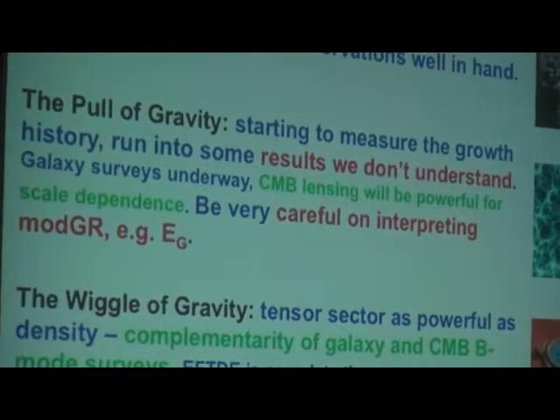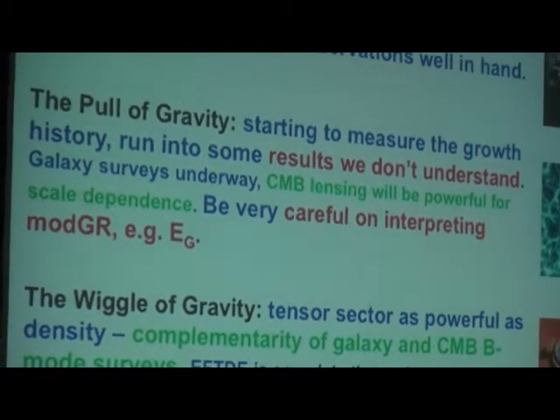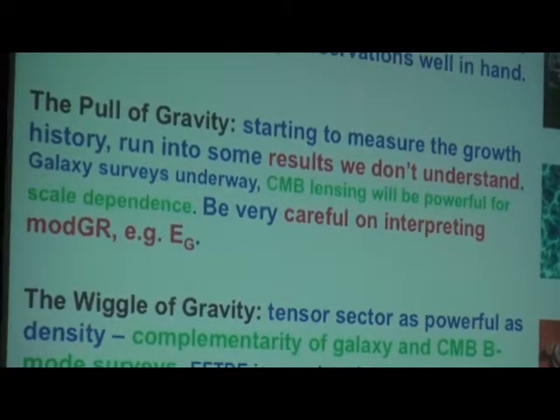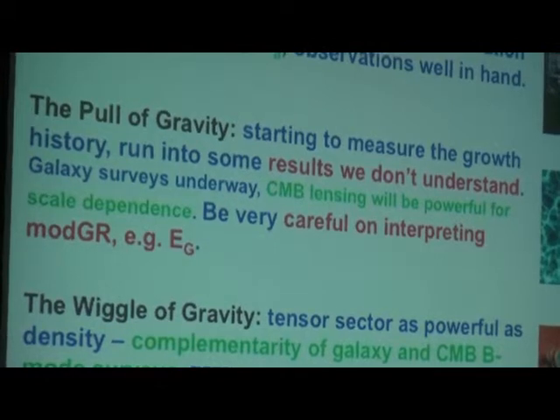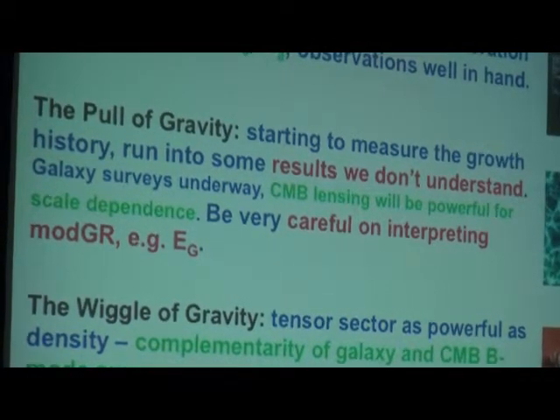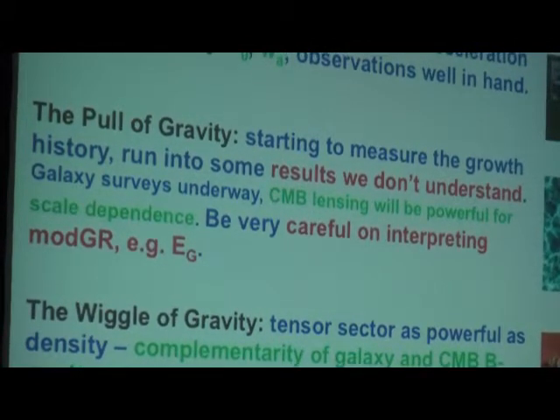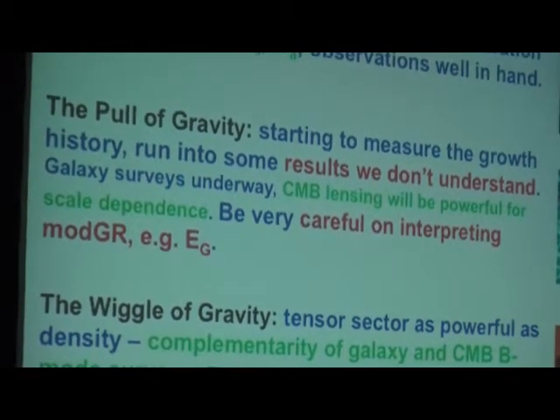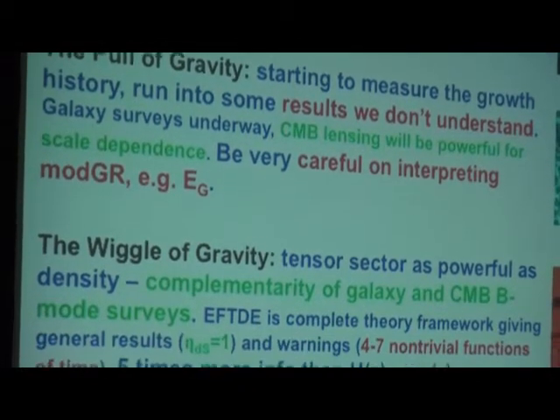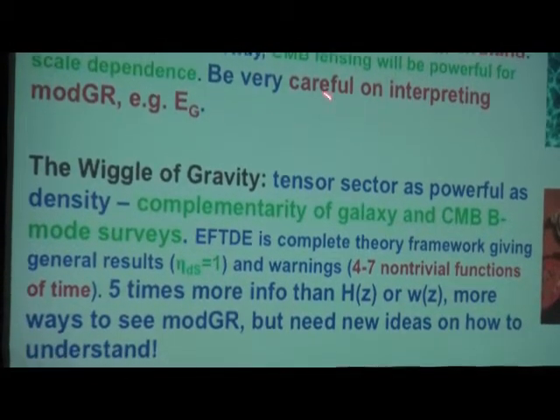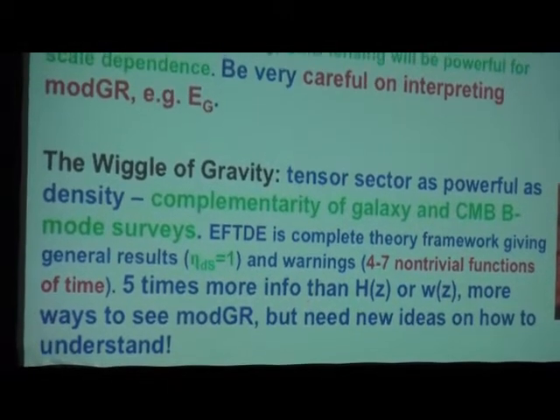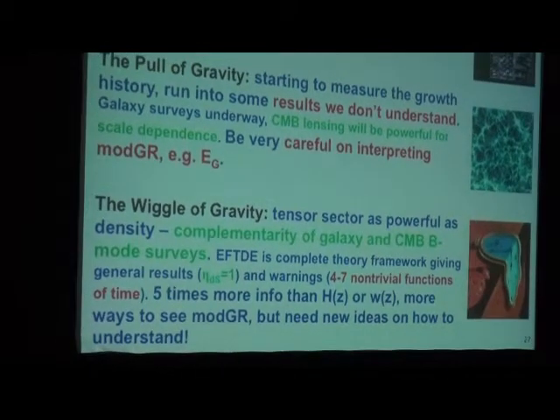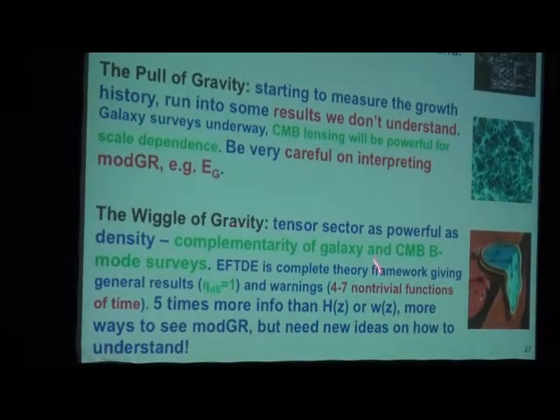The pull of gravity, the motion of objects under gravity, motion of matter, motion of light, we're starting to measure the growth history. The results we have so far aren't exactly what we expected. And we have to say, is this a real effect, or are we just not understanding beyond linear physics well enough? CMB lensing will be very powerful for not only going after the standard cosmology, but looking for new physics in the scale dependence. Again, we need to be very careful in how we interpret things once we go outside our normal framework, once we add this sort of scale-dependent modified gravity.